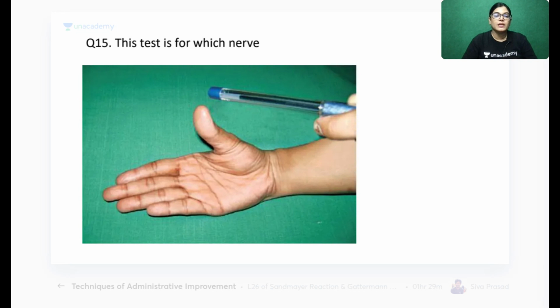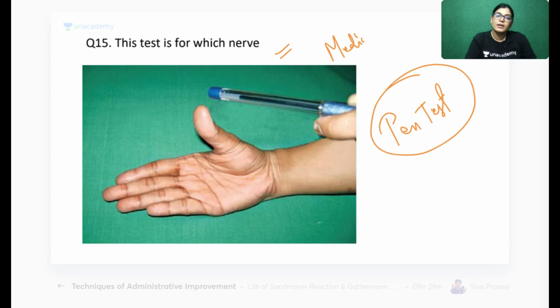Okay, so here the hand is kept flat on the table and which test is performed. So actually the test which is performed is pen test, and for which nerve it is performed? The answer is median nerve. It is testing the integrity of which muscle? Abductor pollicis. Okay, the integrity of abductor pollicis is done.